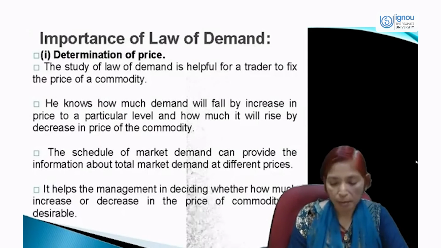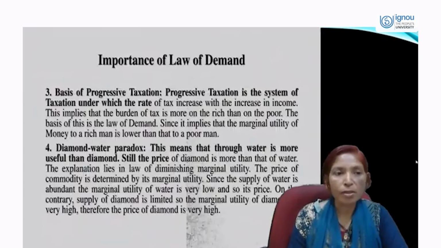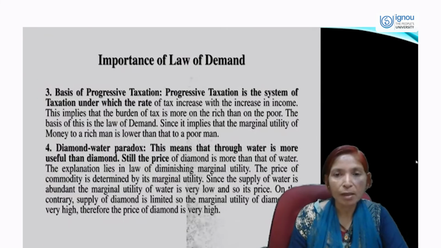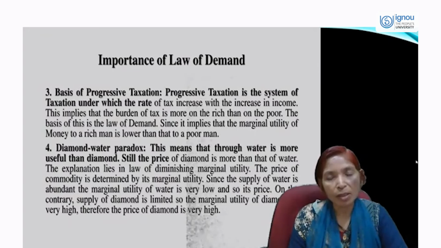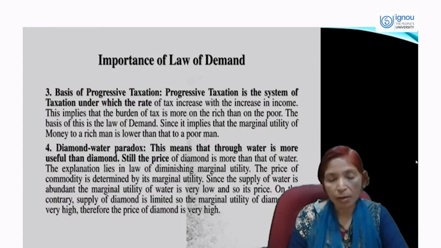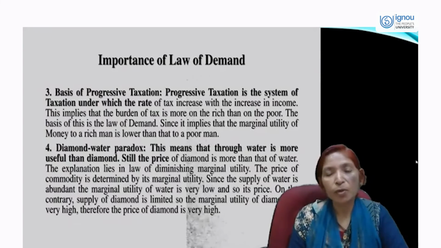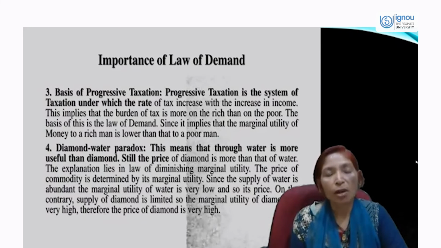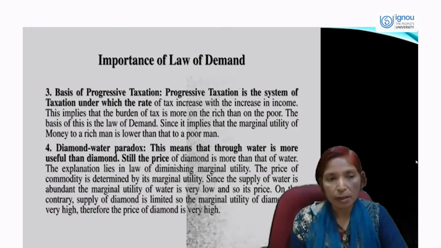So the law of demand is very important for fixing the price of a commodity and to forecast the demand for a consumer. Next, the importance of the law of demand is also based on progressive taxation. As the income of the consumer rises, the government can impose more taxes on the consumer, and if income falls, the government can impose less.